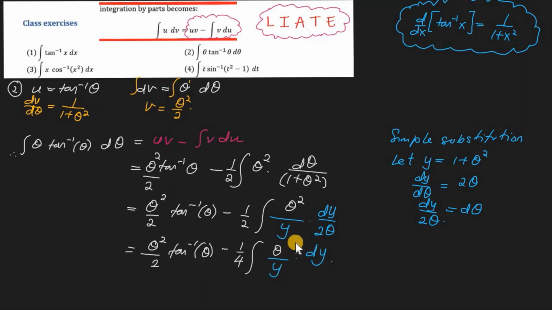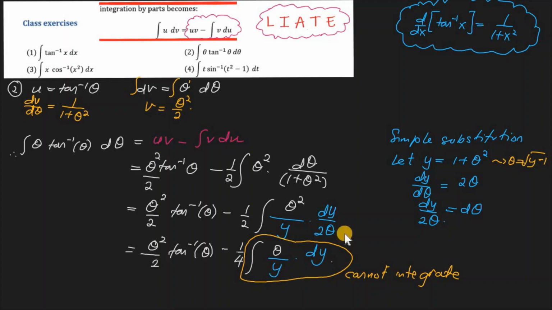So for this part, we are stuck. We cannot integrate because there are 2 variables involved. In fact, if we replace the theta over here, such that theta is the square root of y minus 1, it will be complicated. So let's try it again.